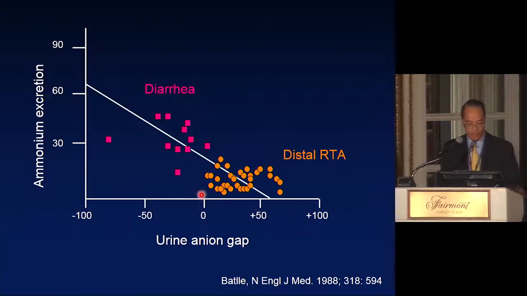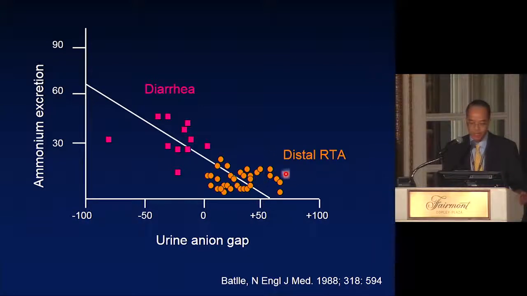How low is shown here. So here's this classic paper from Daniel Batlle in the New England Journal from 1988, showing that if you have diarrhea, as you get progressively more acidotic, you excrete more and more ammonium. That's shown on the y-axis here. And the more ammonium you excrete, the lower your urine anion gap is. In fact, it's negative. So that's reflecting high ammonium in the urine.